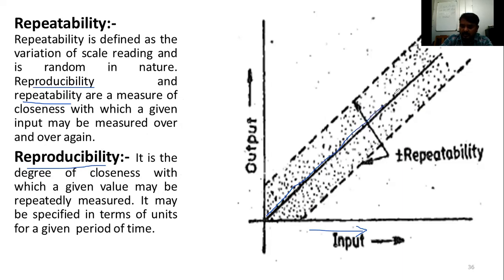Do you understand the inside of it? That is called an accurate answer. We have to get that one. That is called reproducibility. It may be specified in terms of units for a given period of time. For a period of time, they are going to give the units. Any doubts?